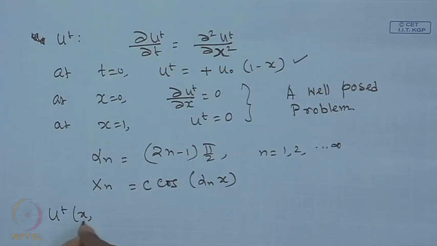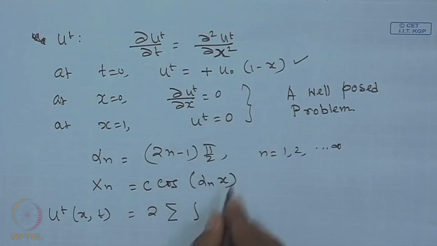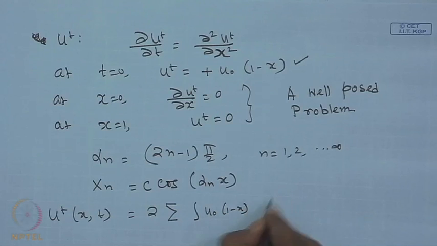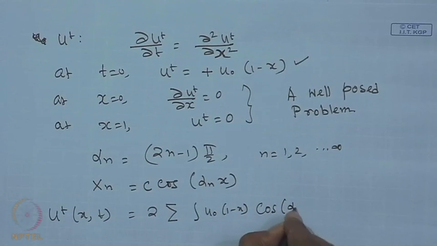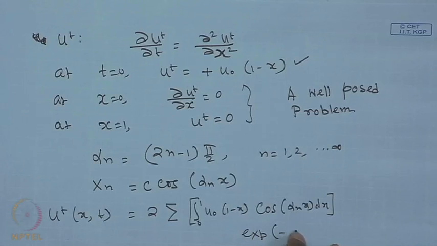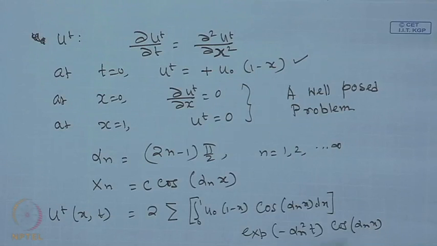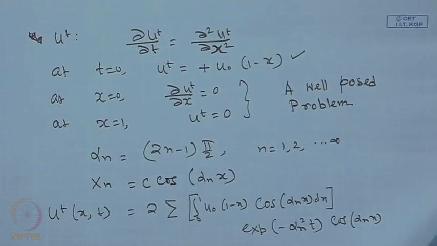The solution u_t as a function of x and t is 2 times the summation of the integral from 0 to 1 of u_0 (1 minus x) cosine alpha_n x dx, multiplied by exponential of minus alpha_n square t times cosine alpha_n x. Now, let us evaluate this integral and see what we get.